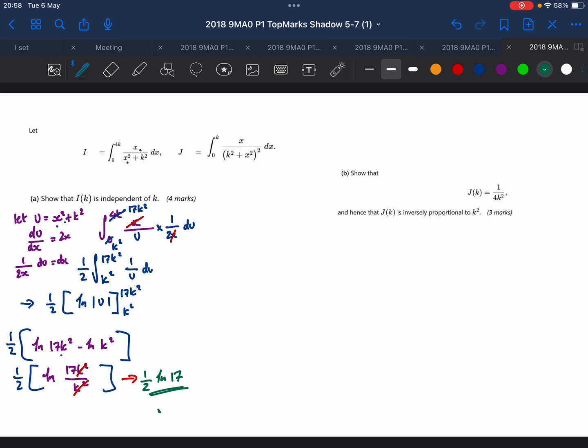Okay, so the next one over here says, show that, so this is about this other integral here, is this, and hence it's inversely proportional to k squared.